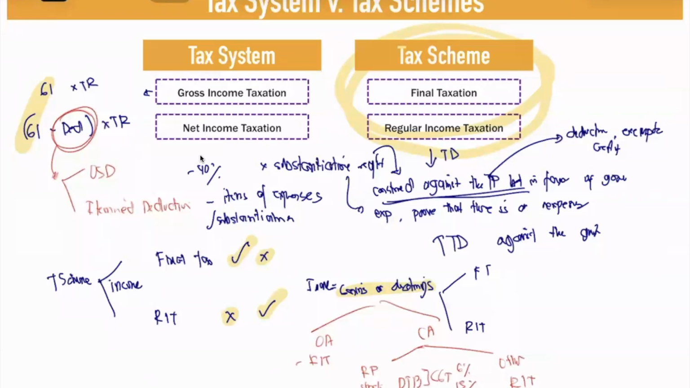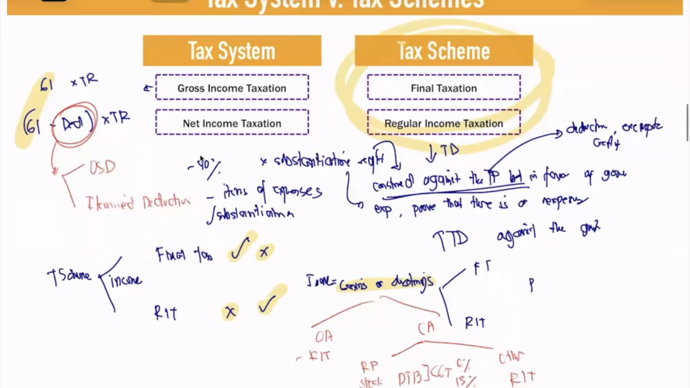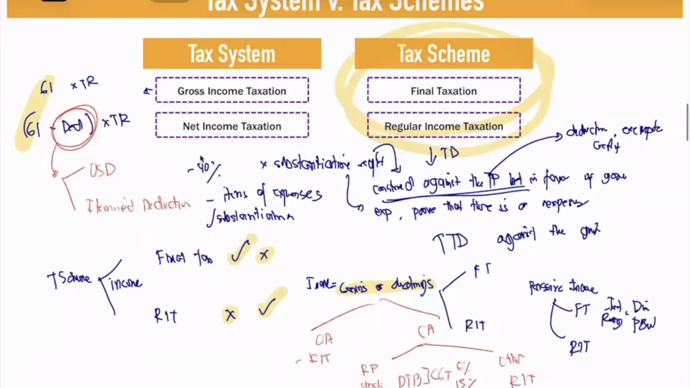Okay. Another example. Passive income. So for passive income, there are items subject to final tax and also items subject to RIT. The most common example of passive income subject to final tax are your interest, dividends, royalties, prizes, and winnings. It is subject to final tax. If not, then it is subject to RIT. Okay, another one.